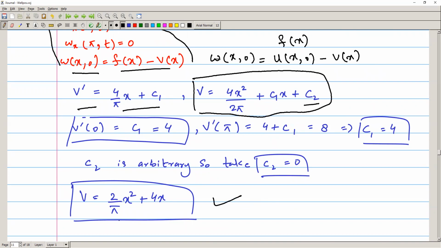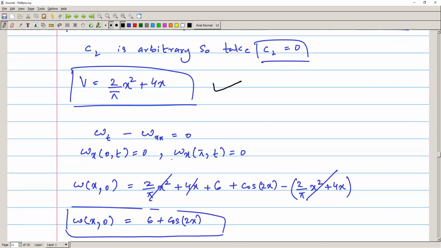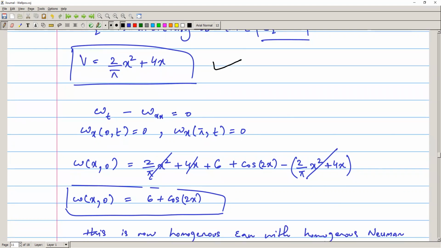So now v(x) is equal to 2 over pi x squared plus 4x. Now we are going to solve this PDE, right? That is the transient temperature for this problem. So now w_t minus w_xx is equal to 0. The problem is converted to homogeneous boundary conditions. The initial condition is also changed by doing f(x) minus v(x). So we are left with this function 6 plus cos 2x.